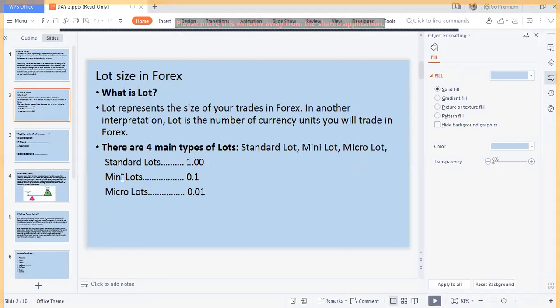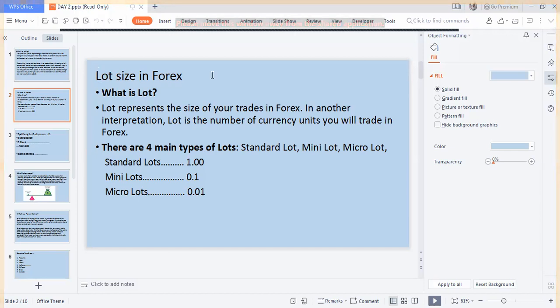What's it all about? There are 4 types of lots, but I always like to talk about 3: standard lots, mini lots, and micro lots. A standard lot is a lot that has 1.000. A mini lot is a lot size that has 0.1 upwards. Then a micro lot is a lot size that has 0.01.